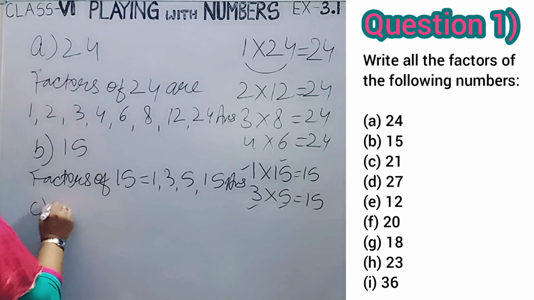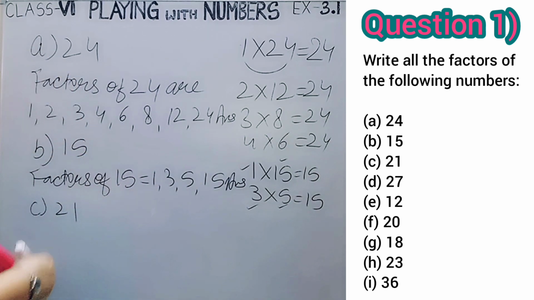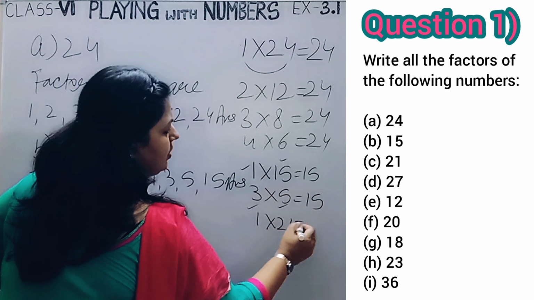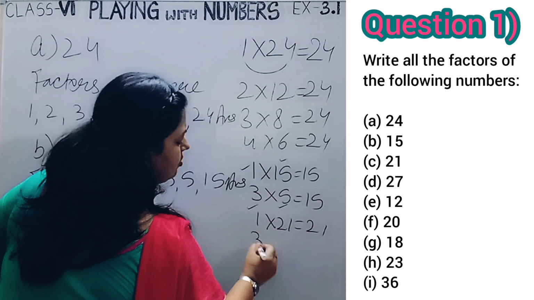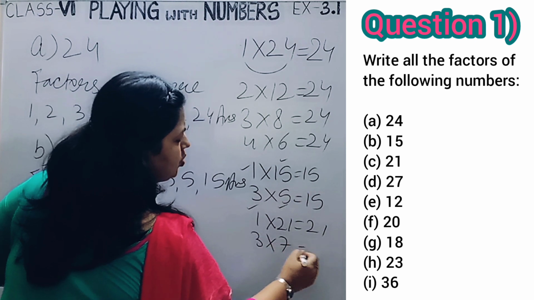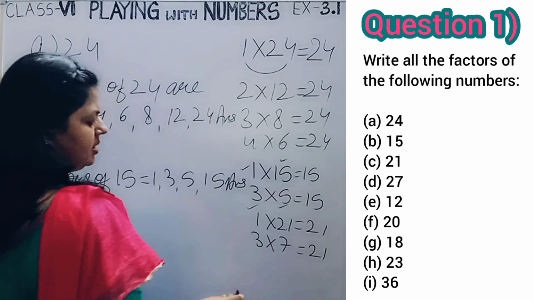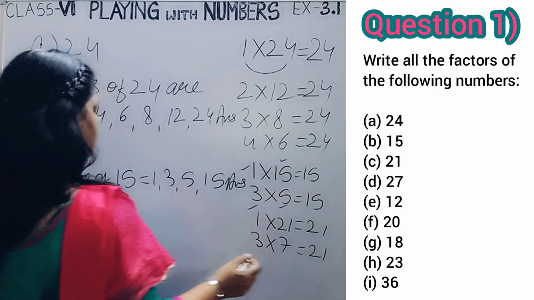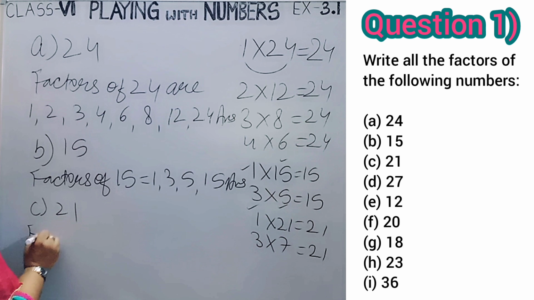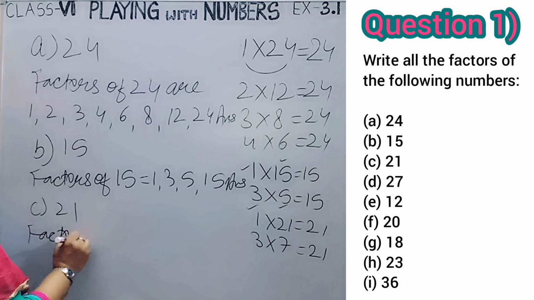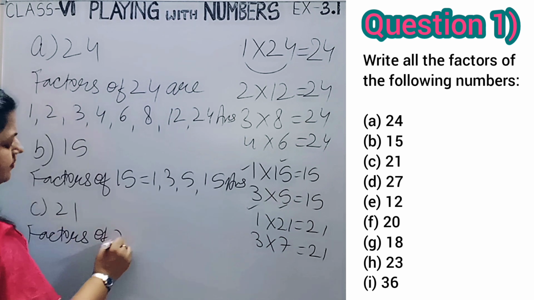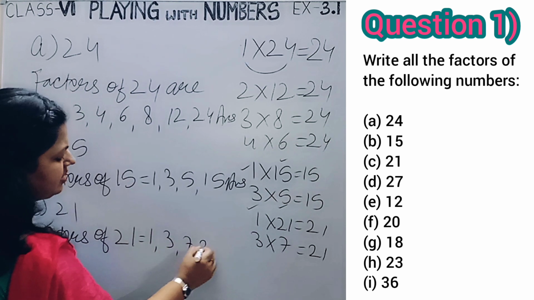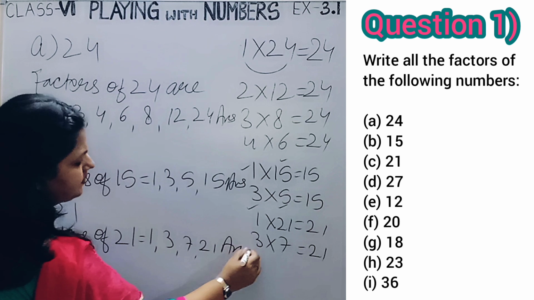C part is 21. Again we are going to make some pairs. 1 into 21, 21. 3 into 7, 21. Now there are only two pairs. 1, 3, 7, 21 are factors. So factors of 21, 1, 3, 7, 21. Answer.